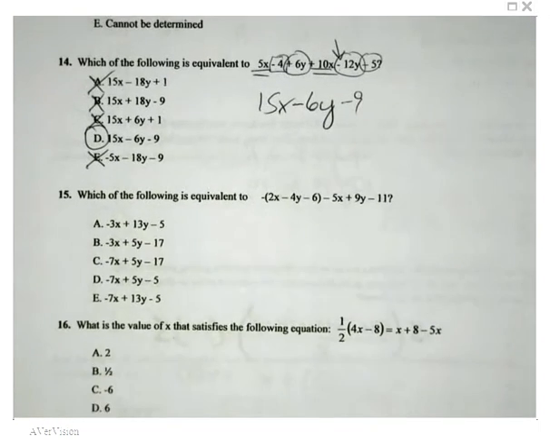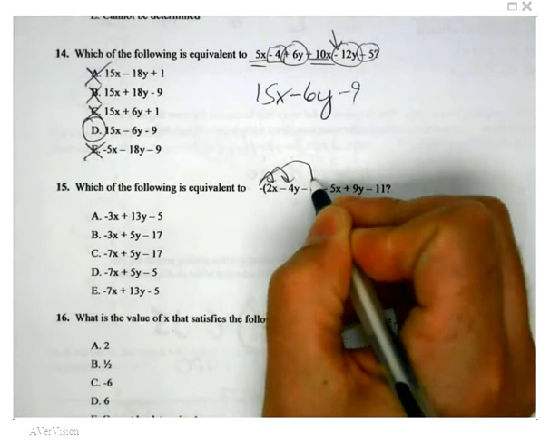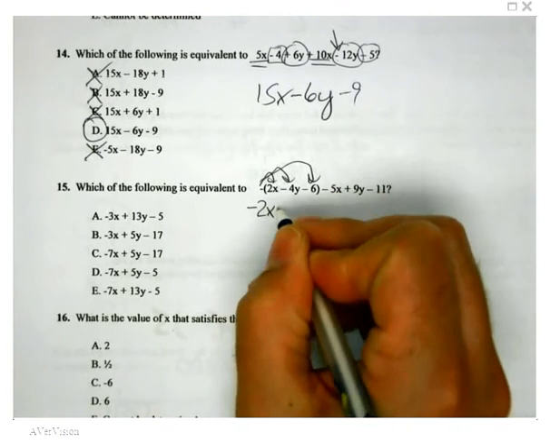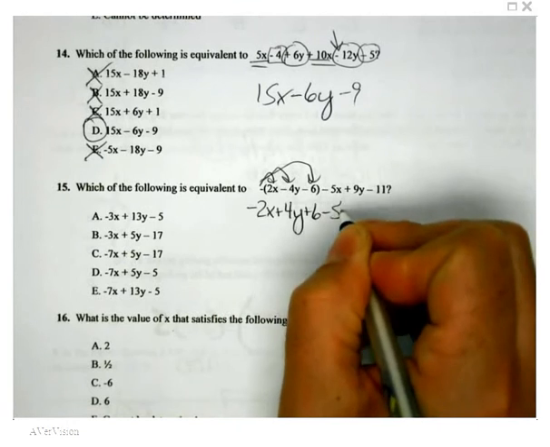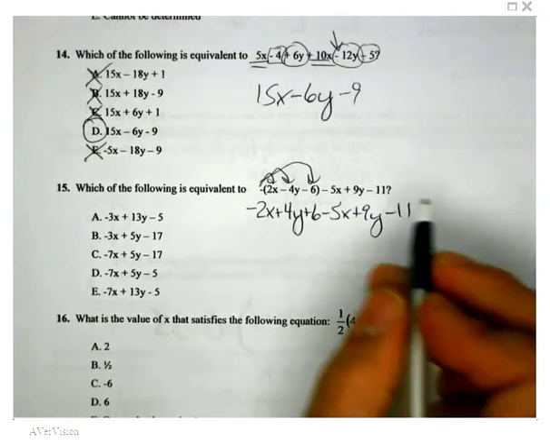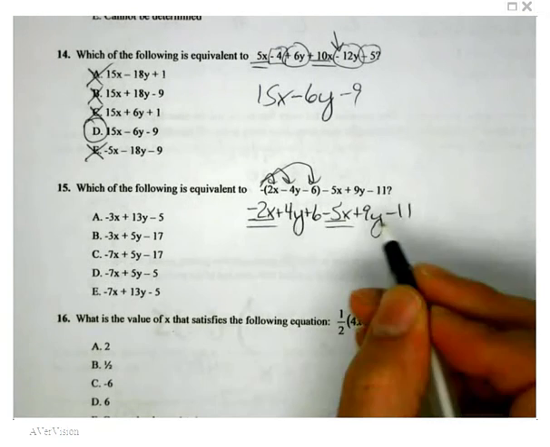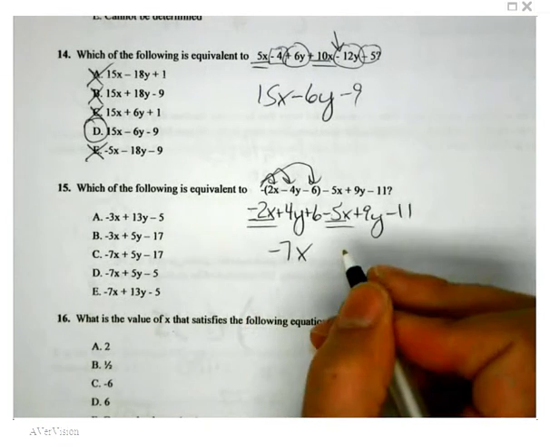More combining like terms. Always distribute and get rid of those parentheses first. Negative times negative is positive. And here we go again. Combine like terms. Watch your signs. Negative 2 and negative 5 is negative 7x.